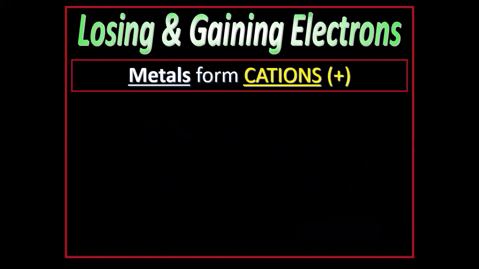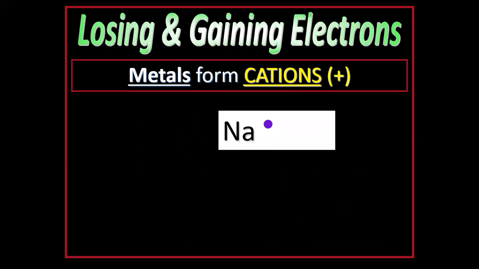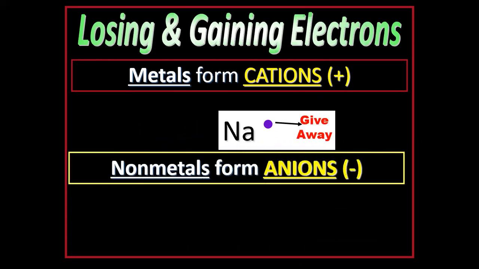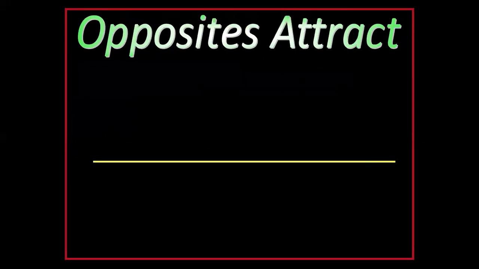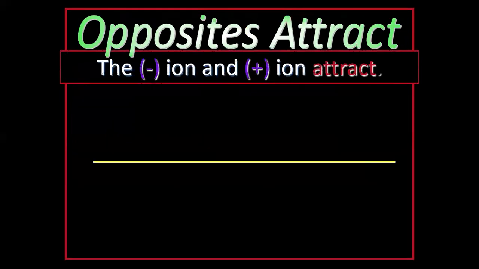Metals form cations, as I have already discussed. For example, sodium will give away or lose an electron. Similarly, non-metals form anions. Chlorine is a non-metal. It will gain an electron to form a negative ion, Cl negative ion. The negative and positive ions attract, and this attraction is known as an ionic bond.